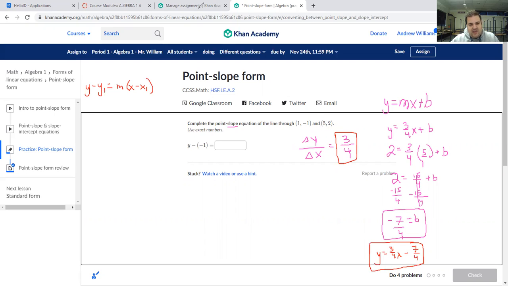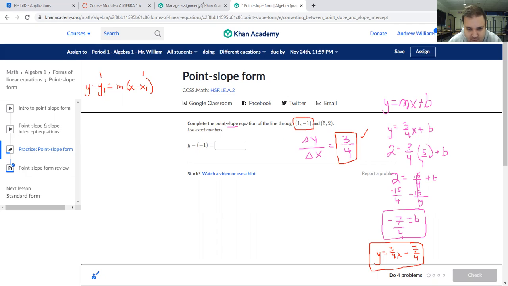Wait, no. In this case, Khan Academy's already decided for us. They've already put a point in there. Since they use -1, that means they use this one right here. So we're going to use this first point here. Khan Academy's already declared it, and we'll get into that in a second. You're going to need the slope, which we already found. And you need to find a y1 and an x1 value, which basically means just find the coordinates of one of the ordered pairs. We're going to use this first one.